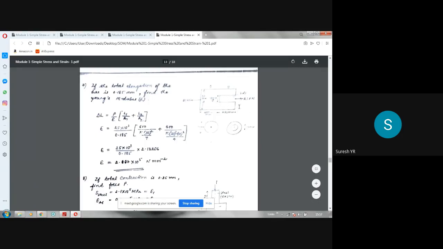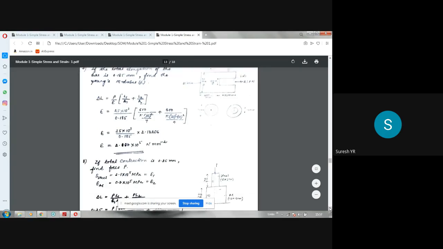So when you are taking the area of this portion, it is pi d square by 4. So pi into 30 square by 4. When you are taking the area of this portion, it is pi by 4 into D square minus d square. That is 30 square minus 10 square. That's all the difference. The remaining things are the same. So the area of that drill portion we have to subtract from the total area. So like this, the problems have been done.